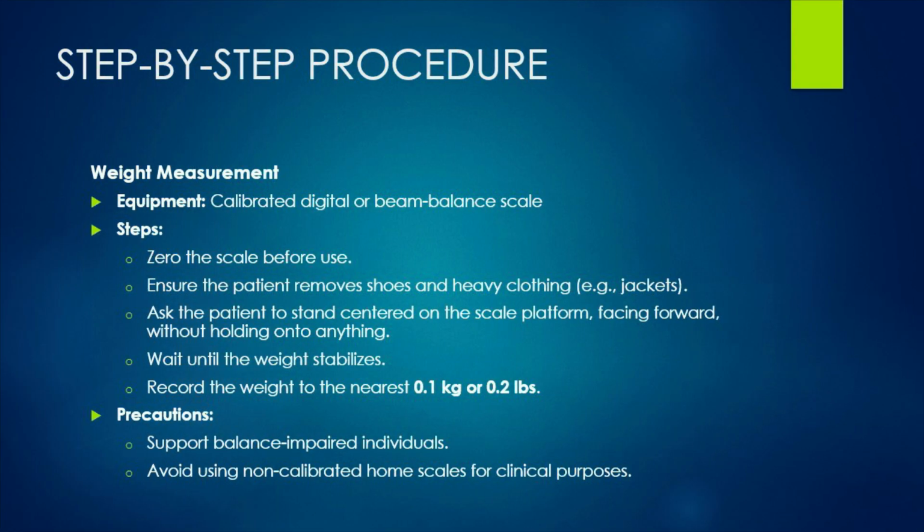When measuring for weight, instruct the patient to remove their shoes and any additional heavy clothing that they might be wearing. Have the patient stand centered on the scale without holding onto any of their surroundings and wait for the reading to stabilize. Then record the weight to the nearest 0.1 kilogram or 0.2 pounds. Some precautions that you should watch out for are supporting balance-impaired individuals such as the elderly, and avoiding non-calibrated home scales for clinical purposes.